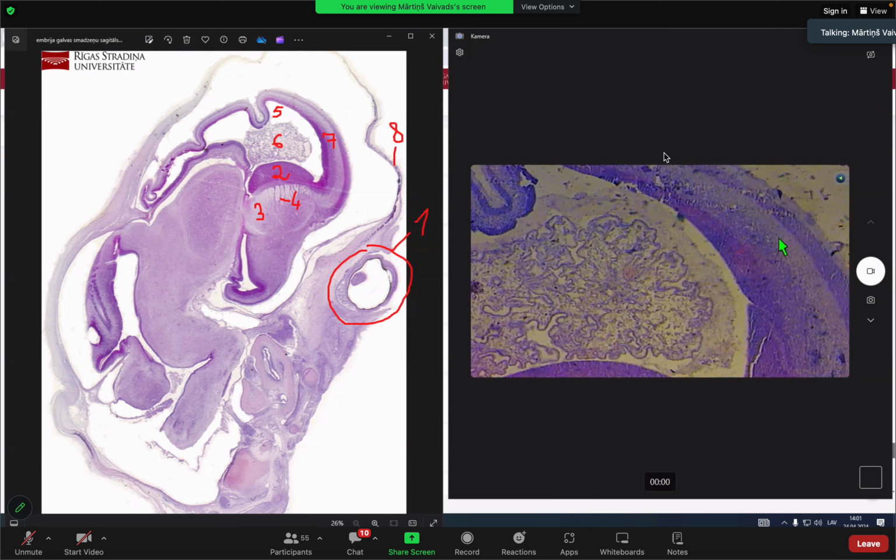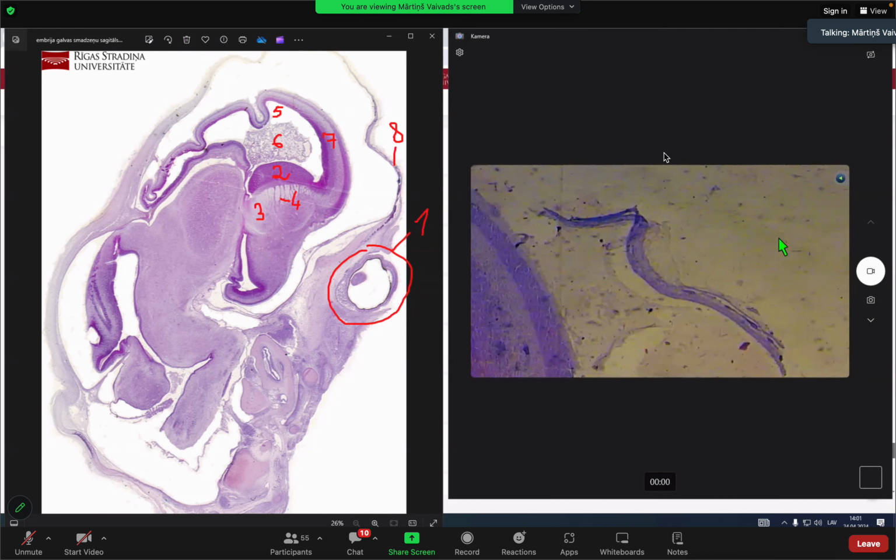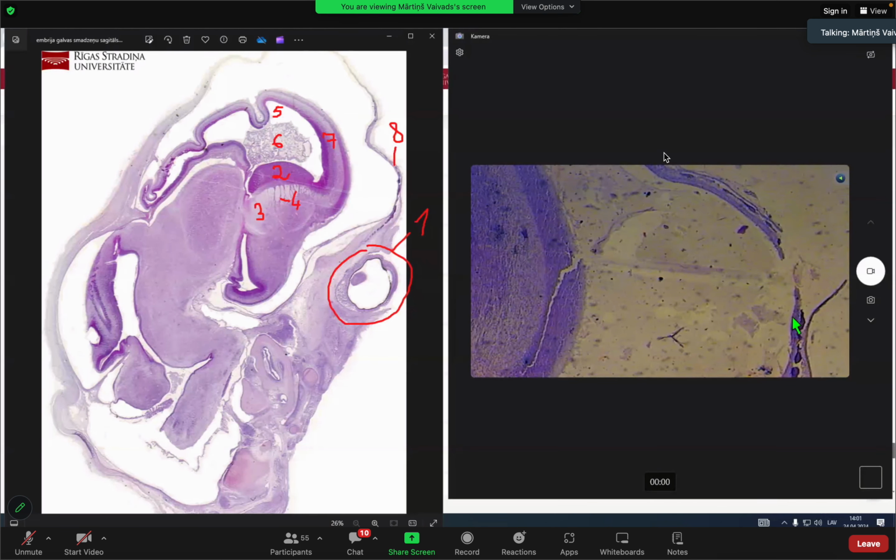Then number 8. If you go a bit further, you will see a very thin wall with bone trabecules. So bone trabecules start to appear here. This with number 8 is called desmocranium. Intramembranous ossification is happening, so new bone tissue grows, desmocranium.